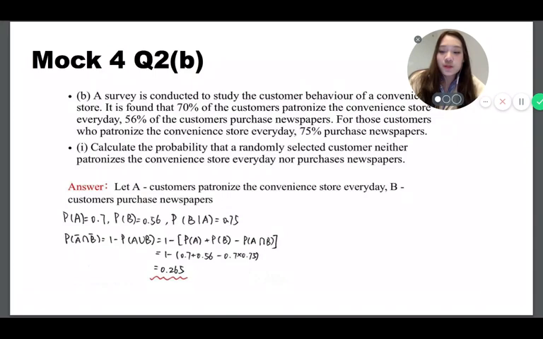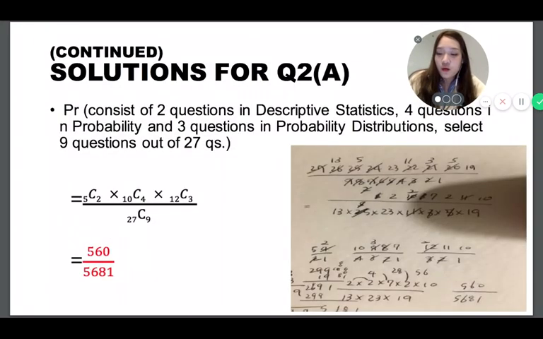Back to the question. Probability of 2 questions in descriptive statistics, 4 questions in probability, and 3 questions in probability distributions, and selecting 9 questions out of 27 questions can be illustrated by this formula: 5C2 times 10C4 times 12C3 over 27C9, which I can get 560 over 5,681. This picture is how I solve the question. The above one is the denominator and the below one is numerator.